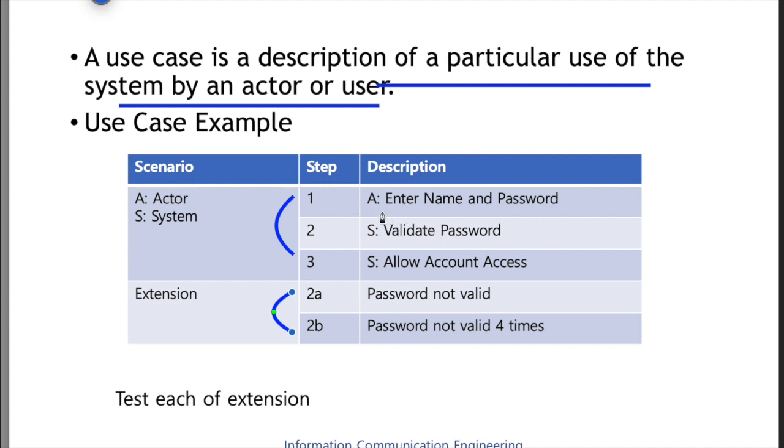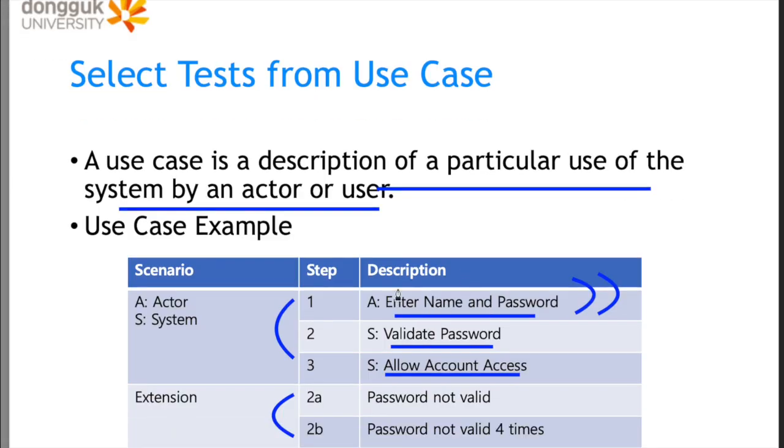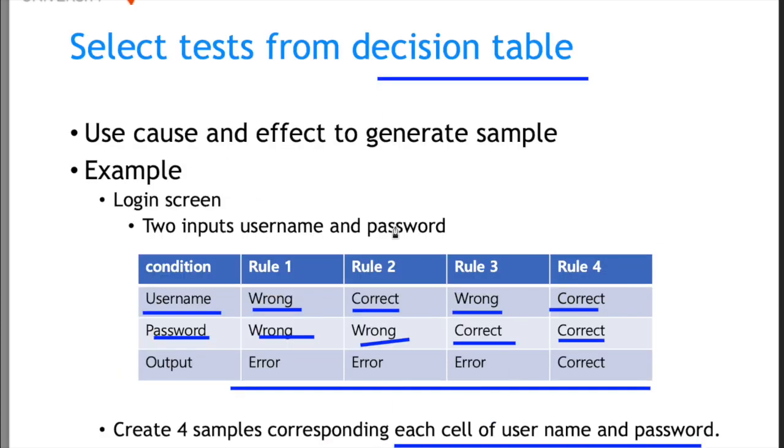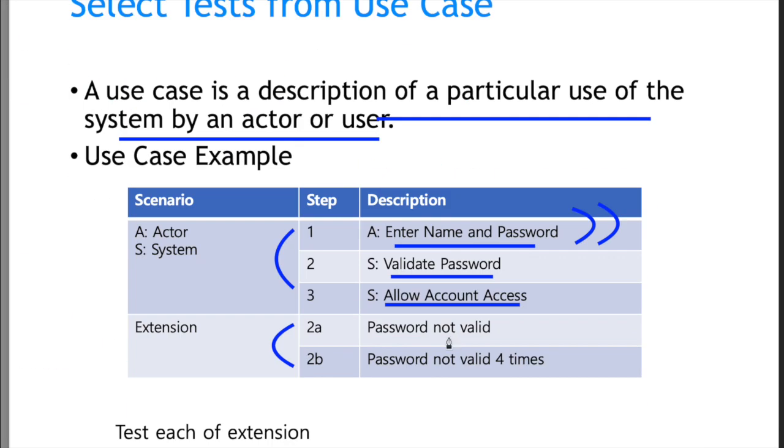For example here, the description action is enter name and password. This is the screen, validated password, allow account access here. So your test case sample will be here. You focus on these cases and create test samples for these use cases. And because this is about username and password, you can use a decision table for creating test samples. That is how to create test samples from use cases.